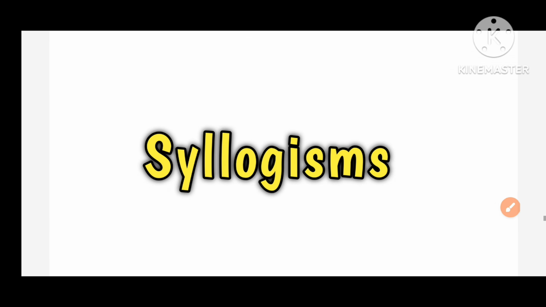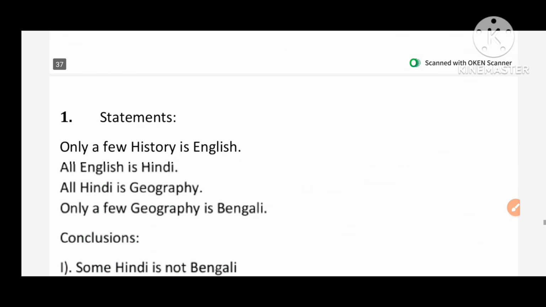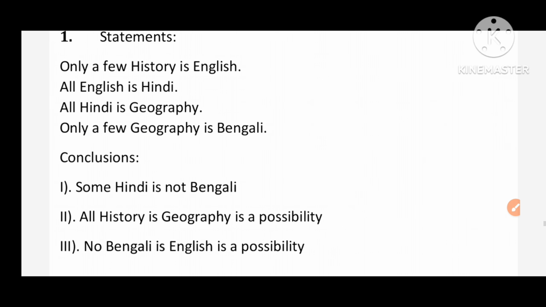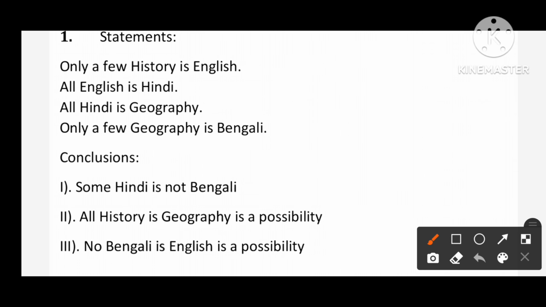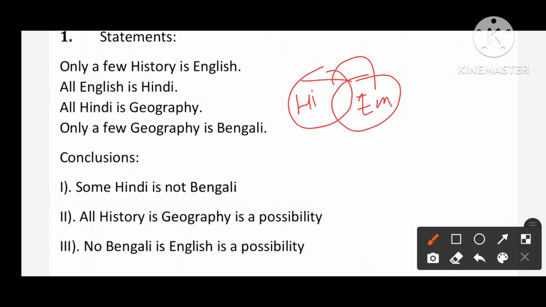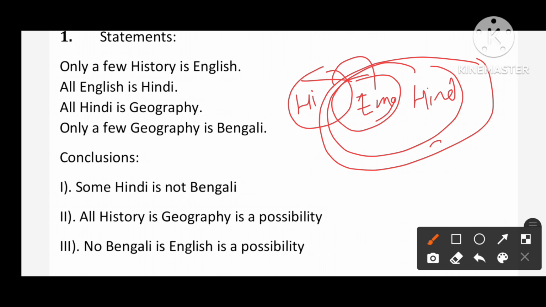Now we are going to see syllogisms. First we need to draw the Venn diagrams for the given statements. Question number 1: only a few history is English. All English is Hindi. All Hindi is geography. Only a few geography is Bengali.